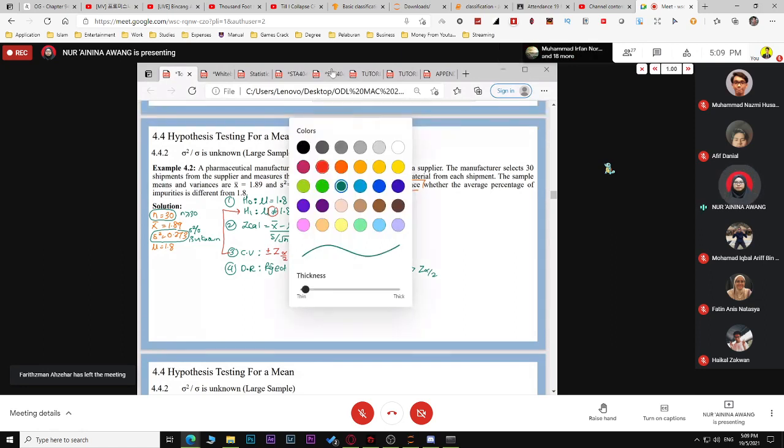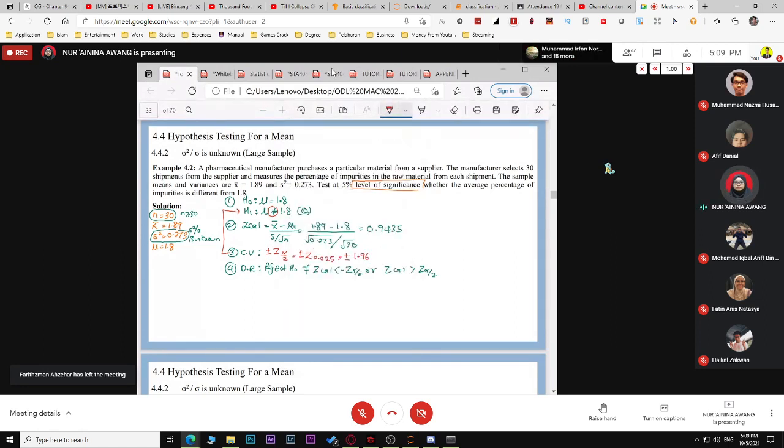Now, untuk your decision, since we have two value for critical value, what you need to do is you must compare these two value with this one. Okay, test statistic ni can compare with this one. So first we look at on the negative side dulu. So kita kata since Z calculated is 0.9435.